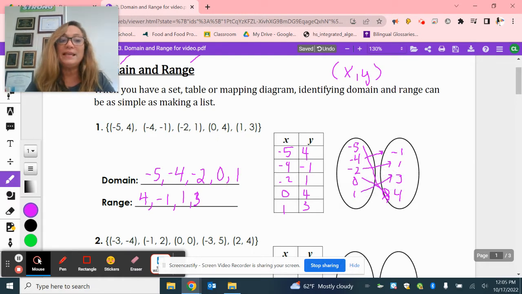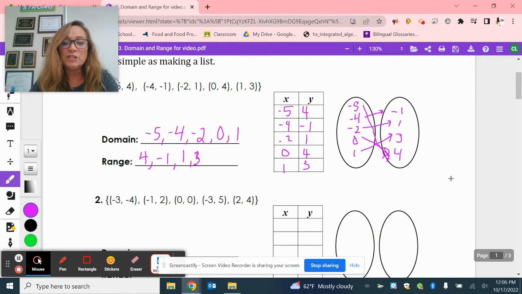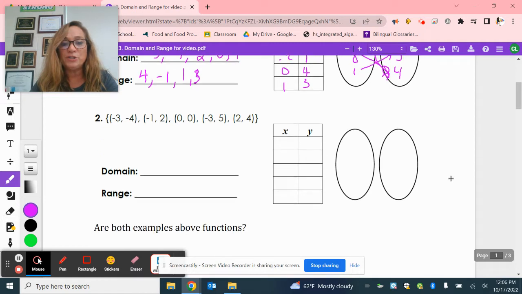So things that are okay: it is okay that arrows cross. That's not a big deal, you just want to try to be as neat as possible. And it is okay that a number receives 2 arrows. What's not okay, and makes something not a function, would be if something was to give 2 arrows, because each input can have only 1 output. Just pause the video and try number 2, and then unpause the video to check your work.